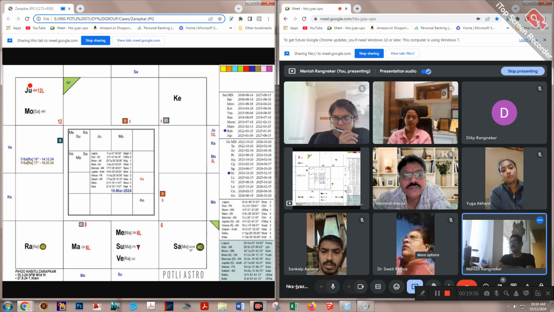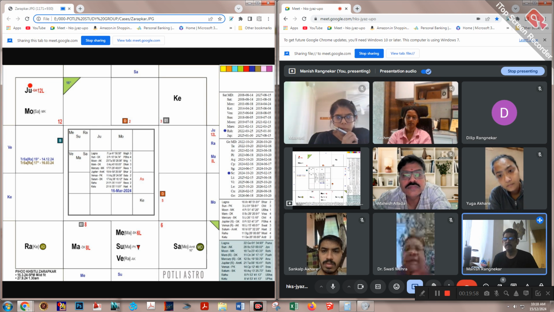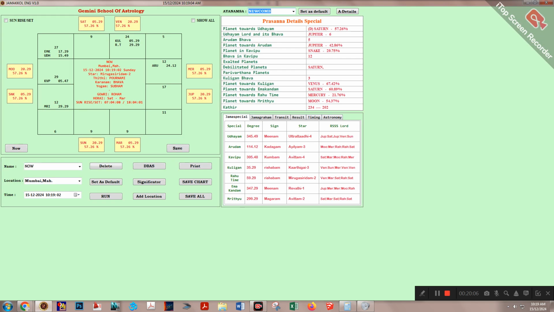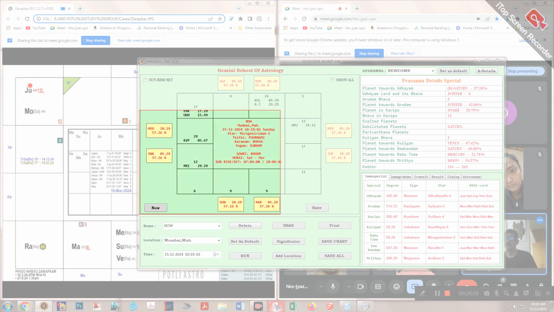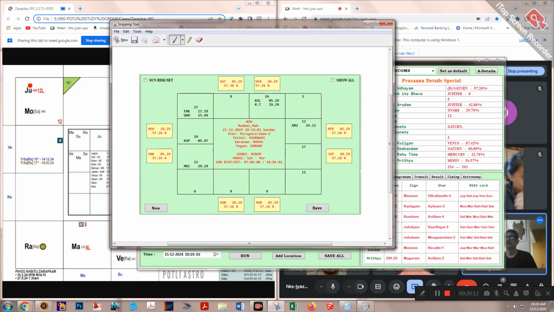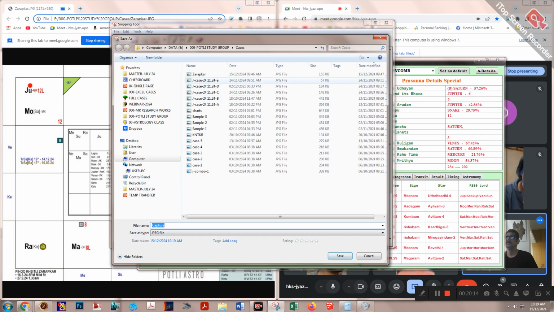Correct? Now let me do one thing. Normally when it comes, because here if you see there are lots of things which are showing this. Now which is the culprit, to catch that, I normally cast a Jamakol chart. Let me just see what is coming up. I'll share this one. Just give me 1 minute.